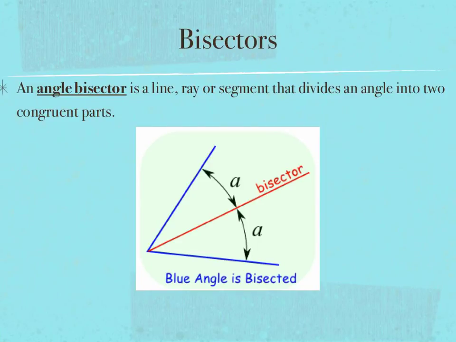Okay, angle bisector, and you probably do have to write down this definition, is a line, a ray, or a segment that divides an angle into 2 congruent parts. So it cuts the angle in half. Basically, that's a fancy way of saying this line cuts the angle in half.